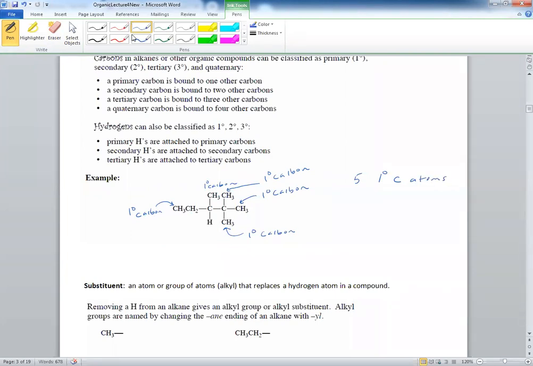Let's use a different color now for other ones. Do we have a secondary carbon? We keep looking, and we see that this carbon right here is attached to this carbon and that carbon. So that would be a secondary carbon. In this case, we only have 1 of them. There's no other one.